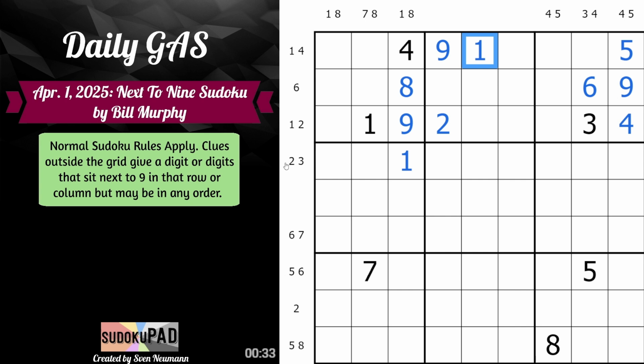So we're done with those. 2, 3. Well, this is the next question. It's like, where can 9 even go? 9 can go here, here, here, here. So actually a lot of options. So that's not the right place to look.